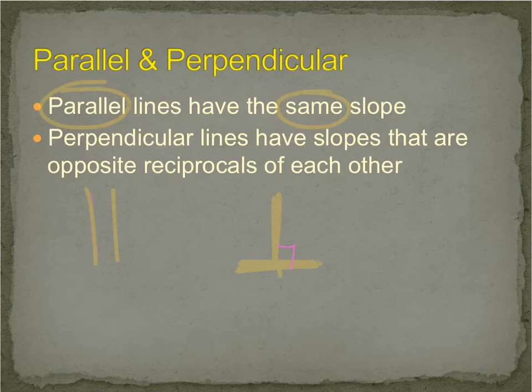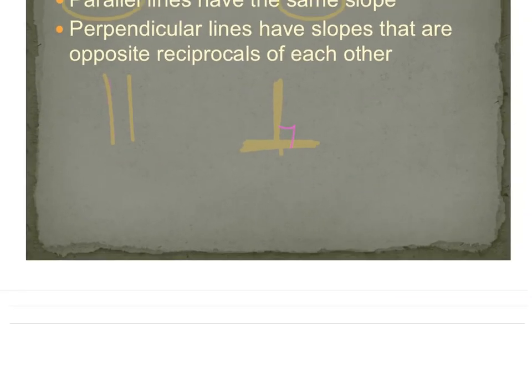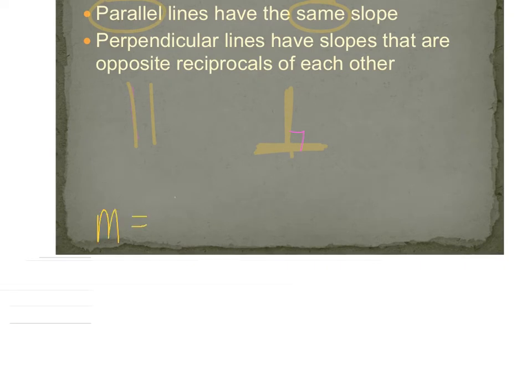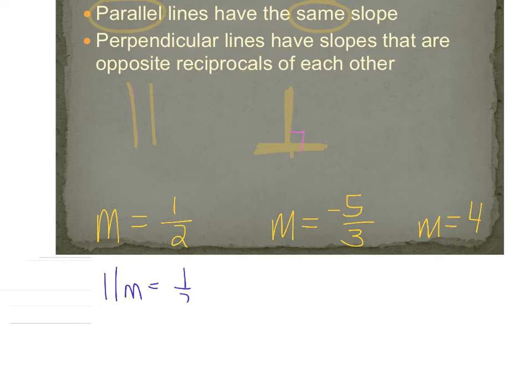So think about this. We'll just talk about some slopes. I have a slope of 1/2. I have a slope of negative 5/3, and I have a slope of 4. Give me the parallel slope for all three of these. What would the parallel slope be for 1/2? 1/2. What's the parallel slope going to be for negative 5/3? I'm going to do them all at the same time. Negative 5/3. And what's the parallel slope for 4? 4. Because parallel lines have what?